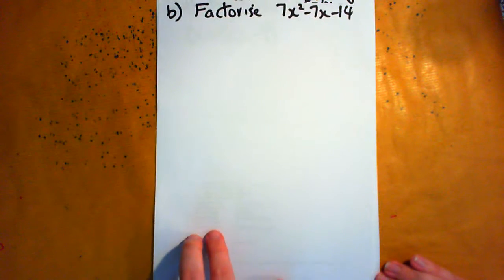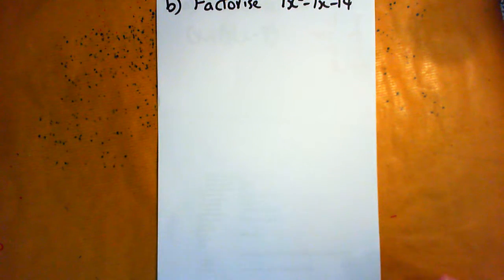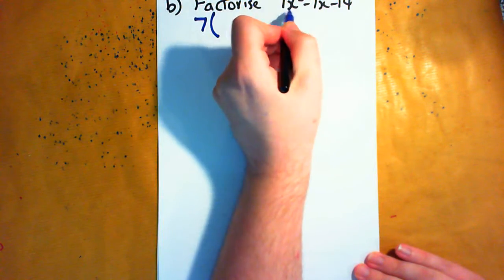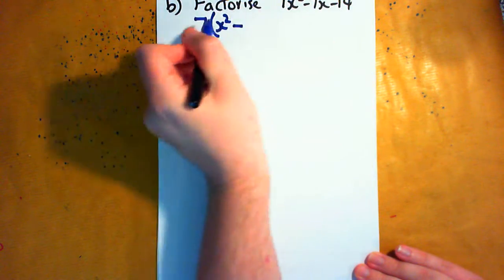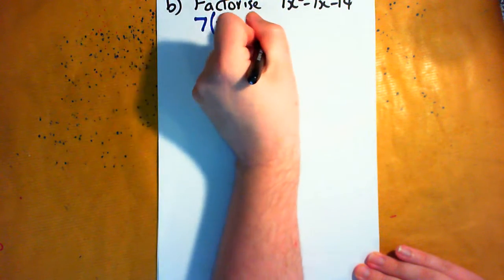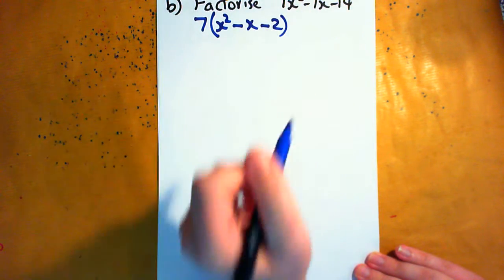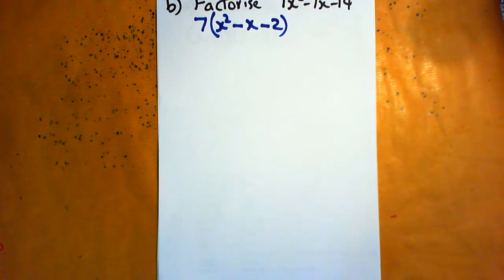Question B, we have to factorise 7x squared minus 7x minus 14, which is similar to the last one, but we have a common factor. We can see that we've got a factor of 7 which can be taken out. So we've got 7 times what goes inside the bracket. 7 times x squared is the 7x squared, minus 7 times x gives you 7x, minus 7 times 2 gives you negative 14. But we're not done yet, because that bracket can be further factorised.